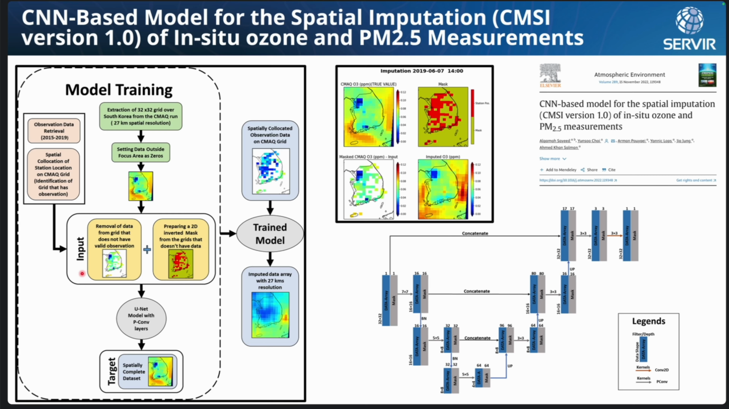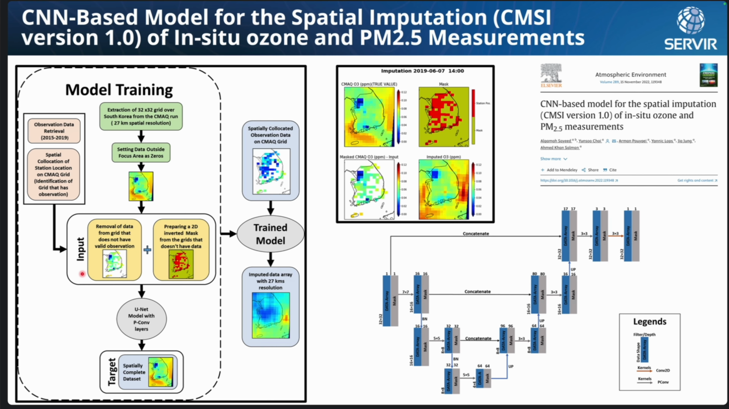This research used the partial convolutional neural network developed by NVIDIA for image inpainting. For this, since a spatially complete observation data set is not available, we use CMAQ-derived pollutants as the proxy for a complete data set. The figure on the left shows the process algorithm. First we extracted a 32 by 32 grid over South Korea from the CMAQ run that has 27 kilometer spatial resolution. Then we co-located the ground measurements on the CMAQ grid.